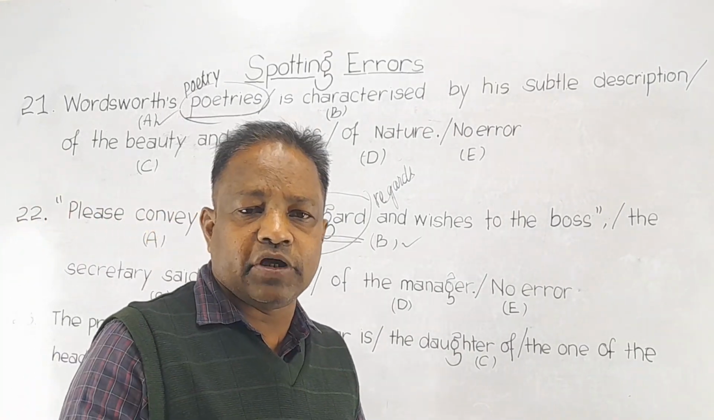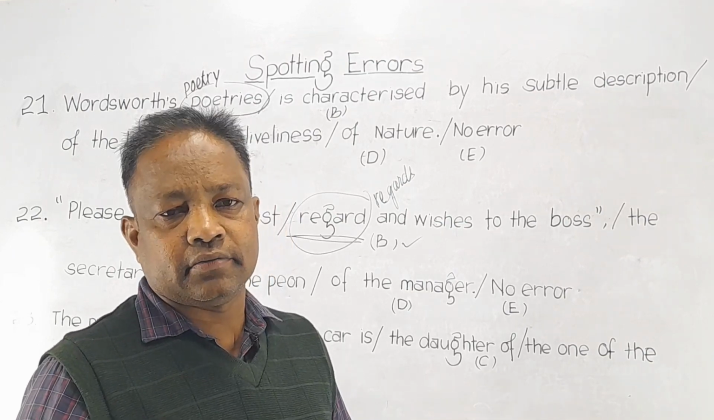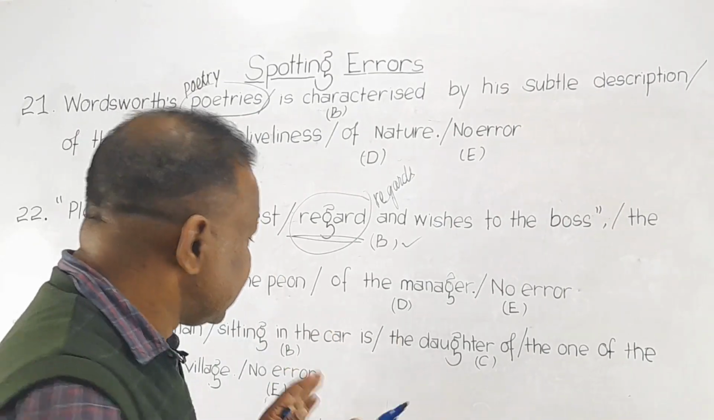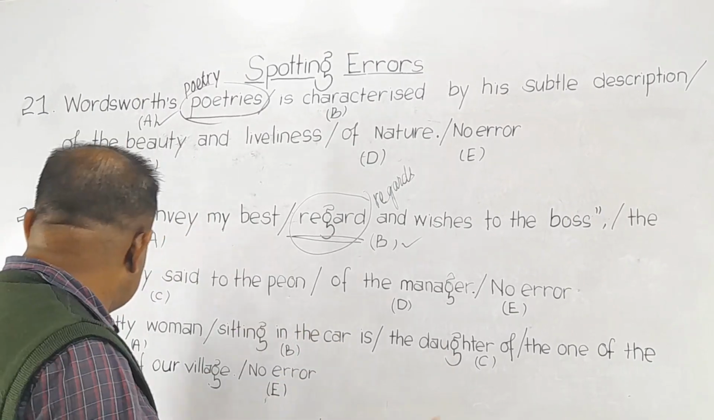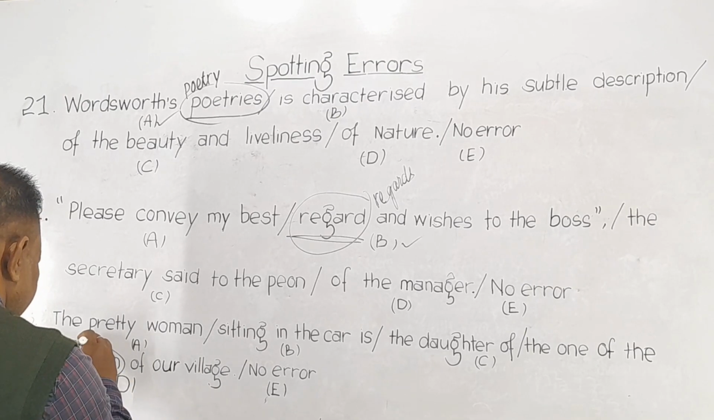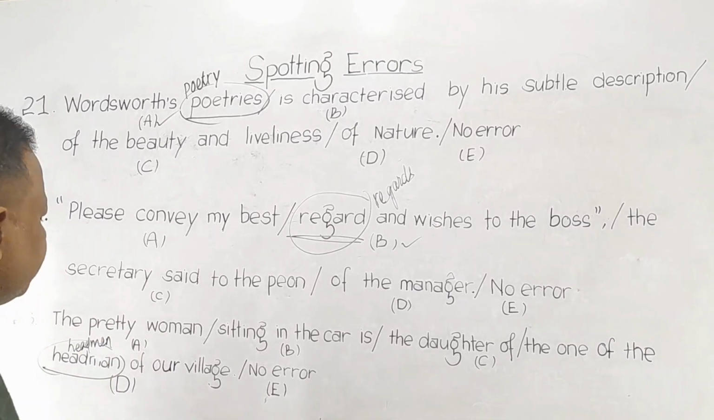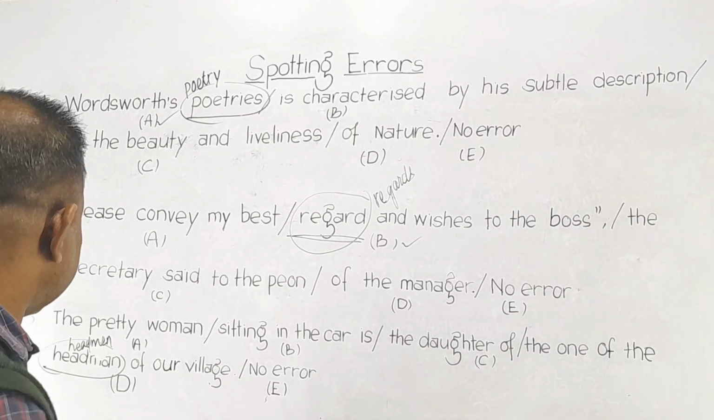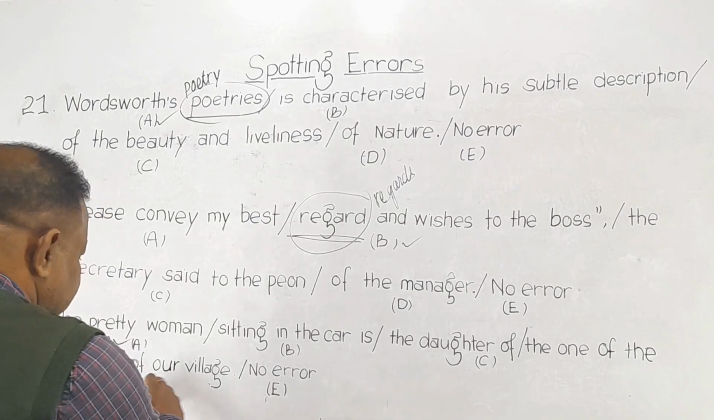That means here he wants to talk. There are a lot of headmen and that pretty woman is one of them. That means the pretty woman sitting in the car is the daughter of the one of the headmen. It must be plural: H-E-A-D-M-E-N. Okay? The pretty woman sitting in the car is the daughter of the one of the headmen of our village. Here is the answer.